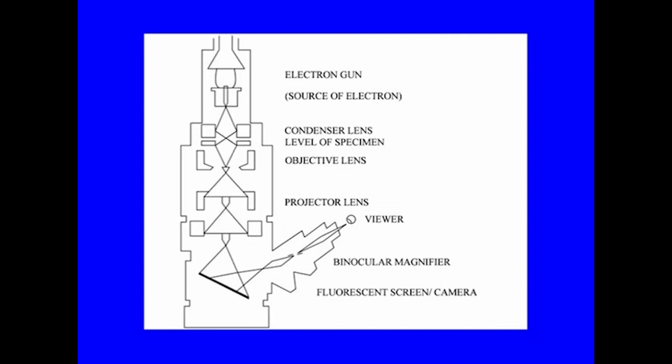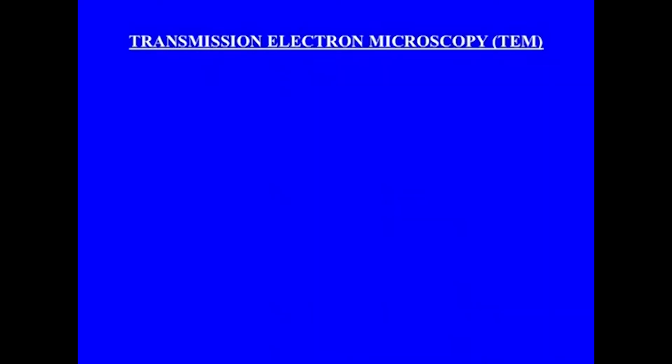So, you can say the basic arrangement is the same, but the kind of lenses and the kind of illumination used is different from light microscopy. All right, so let us move on to transmission. Like we said, we are going to discuss two techniques here: one is transmission electron microscopy, another is scanning electron microscopy. So, let us start with transmission electron microscopy. We also call it TEM in short.